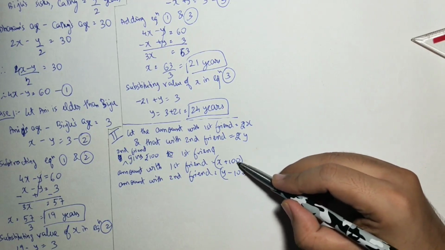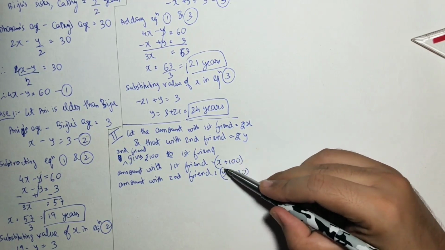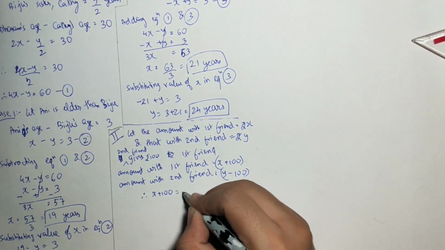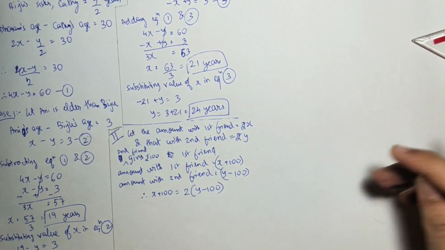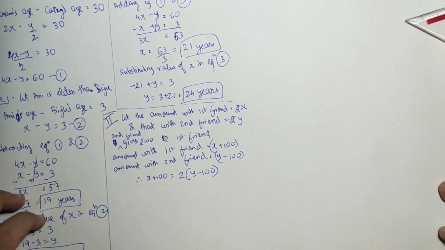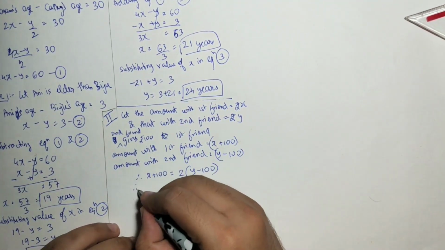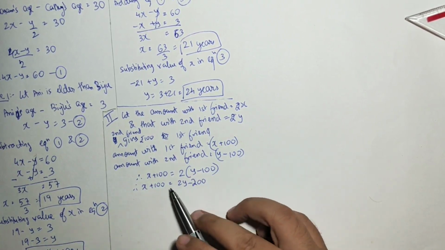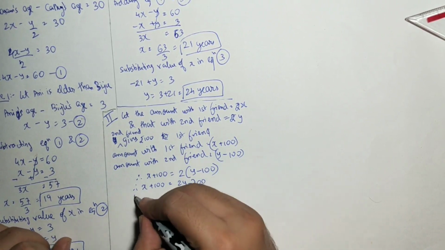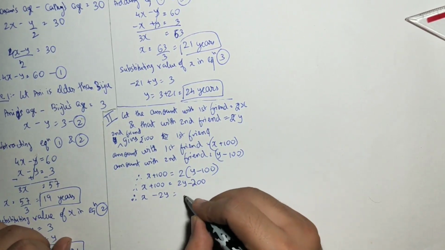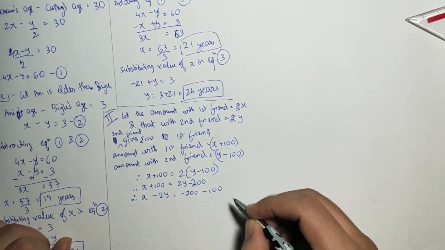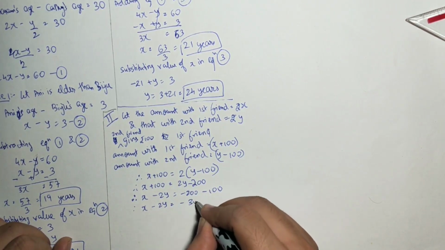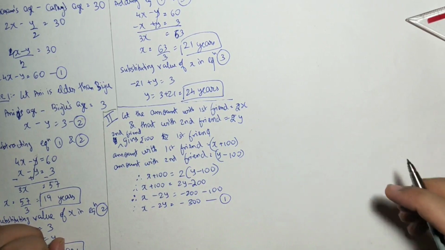After giving 100 from y to x, the first friend says, I become twice as rich as you. So that means x plus 100 will be 2 times y minus 100. Opening the brackets, x plus 100 will be 2y minus 200. This 2y will go that side, 100 will come on this side. So x minus 2y equals minus 200 minus 100. This positive 100 will go on that side, it will be minus 100. So x minus 2y will be minus 300. This is your first equation.